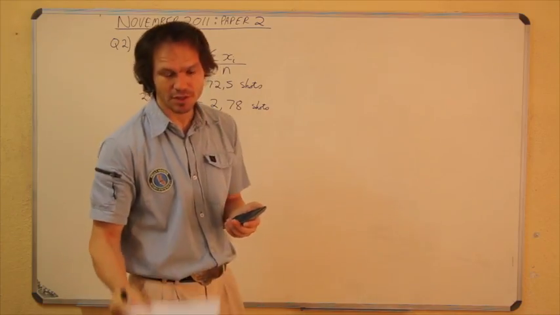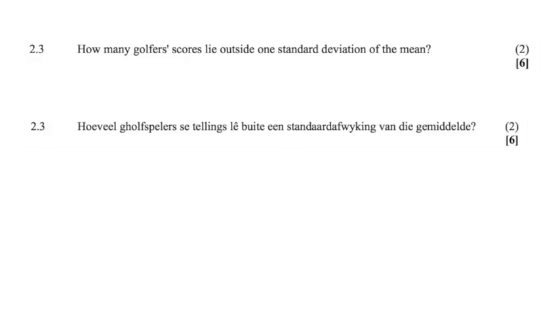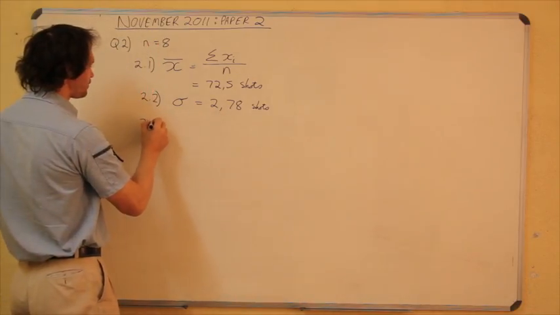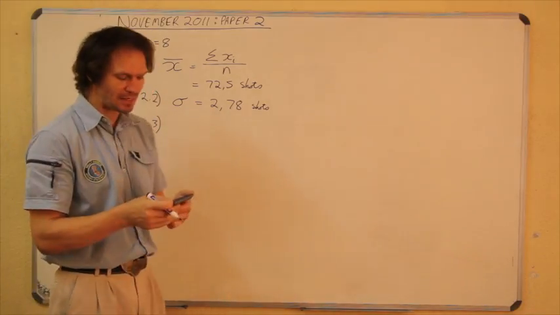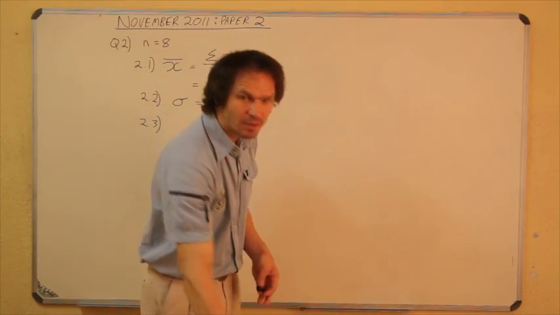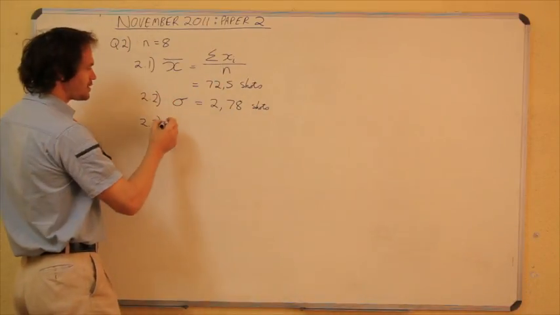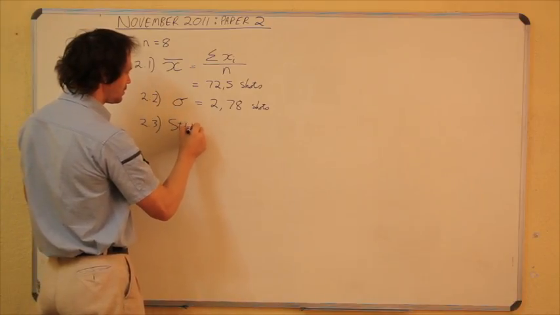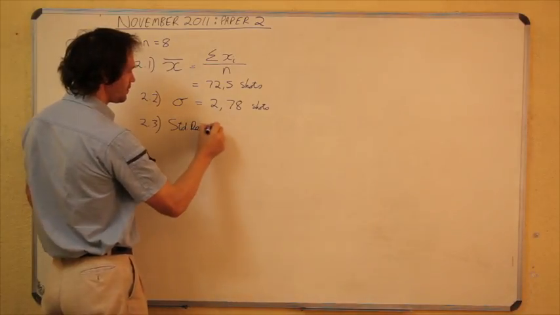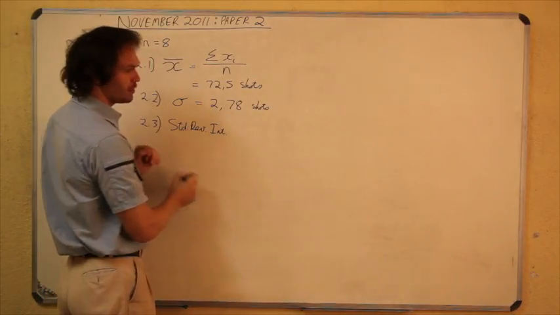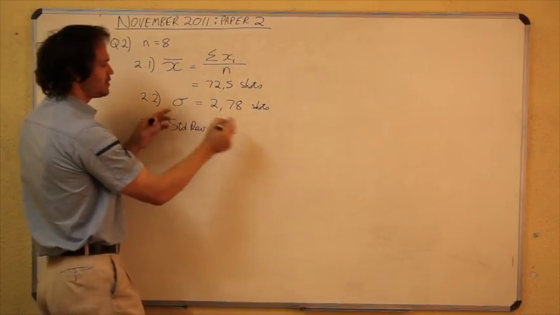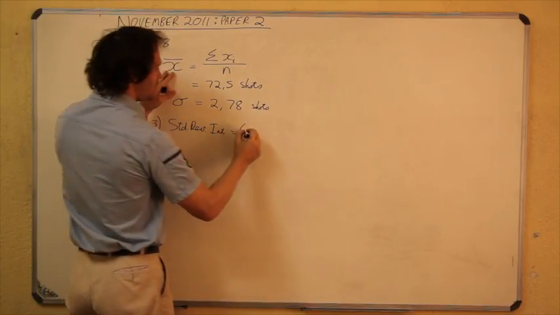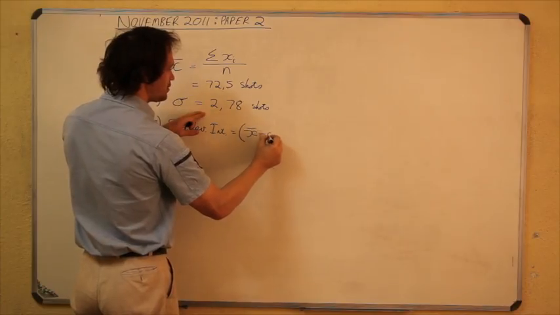Then we get to the last question that says, how many golfers' scores lie outside one standard deviation of the mean? That means we have to set up what is referred to as a standard deviation interval. And that standard deviation interval, shall I write it like this? Standard deviation interval. The standard deviation interval is an interval that starts at x bar minus sigma.